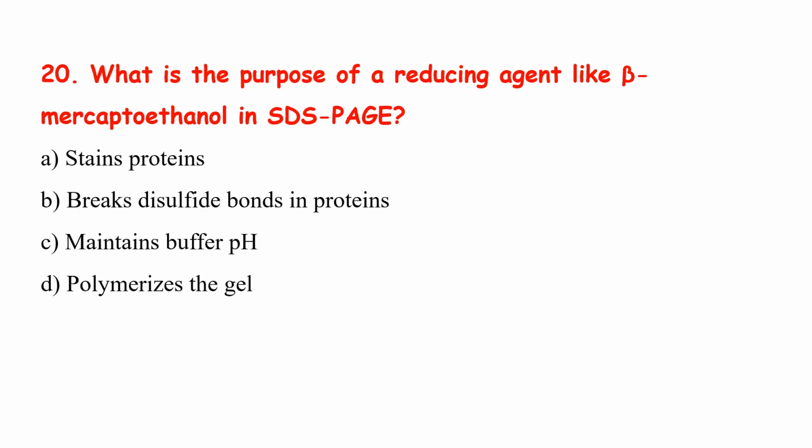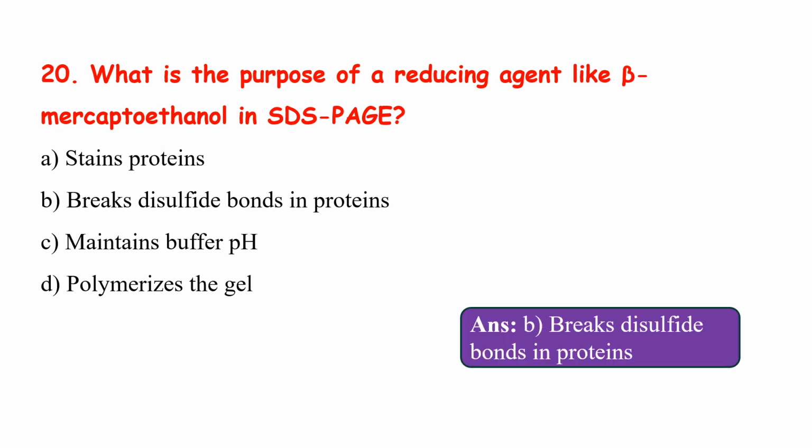What is the purpose of reducing agents like beta mercaptoethanol in SDS-PAGE? Stains protein, breaks disulfide bond in protein, maintaining buffer pH, polymerize the gel. Correct answer, breaks disulfide bond in protein.